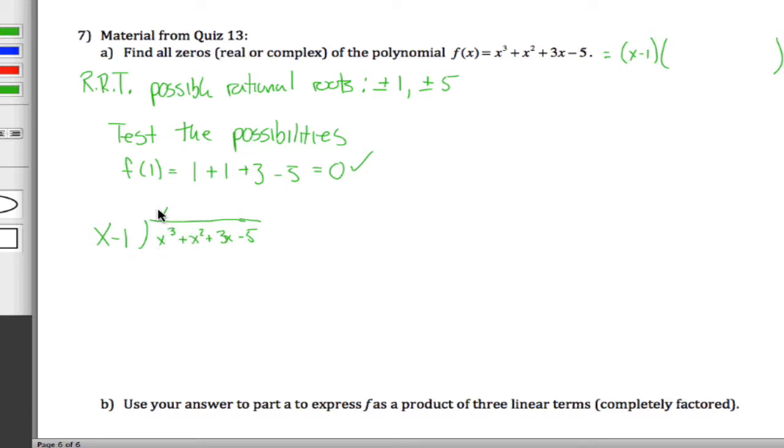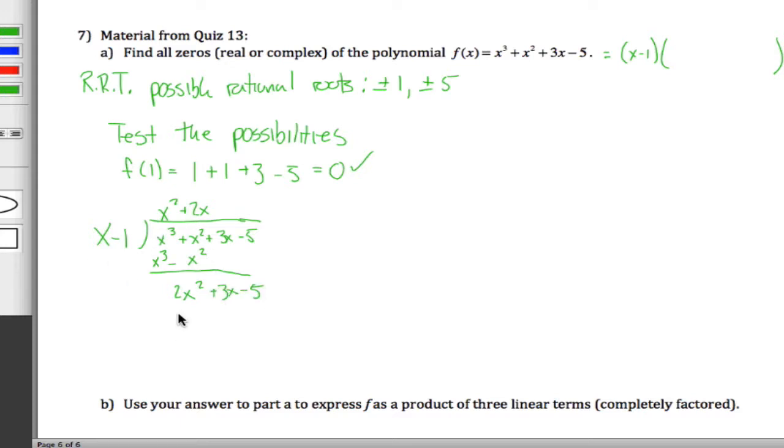To get rid of this x cubed, I need an x squared up here. That gives me x cubed minus x squared. And I subtract. This column goes away. X squared minus negative x squared is the same as x squared plus x squared. It's 2x squared. To get rid of this 2x squared, I need a 2x up here.